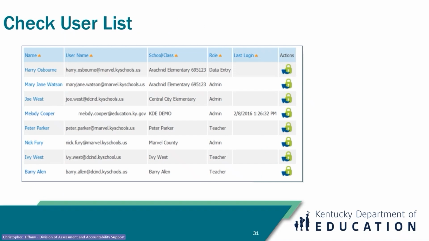It is also important to check the user list. These user lists are the teachers, data entry clerks, and administrators that need access to the OMS. It is important that the email addresses are correct district emails as well.